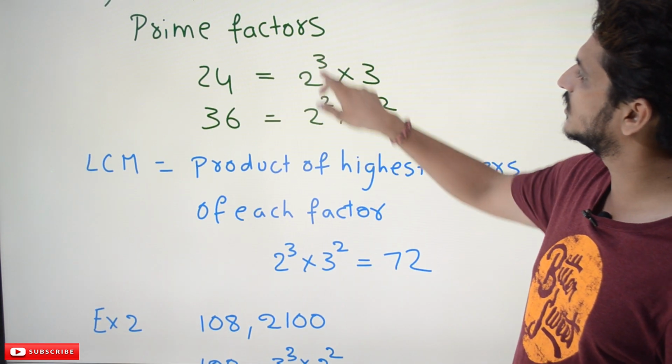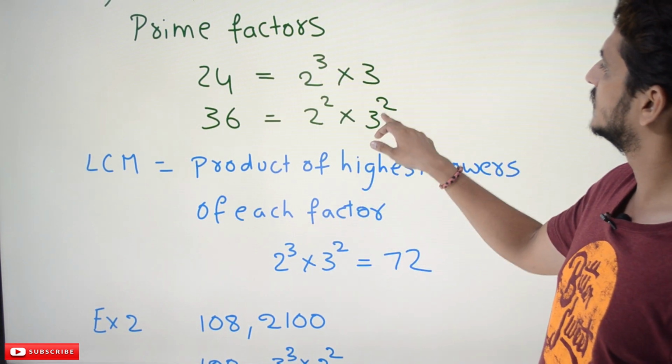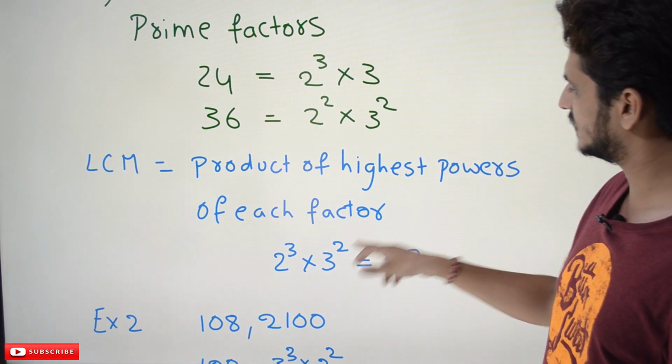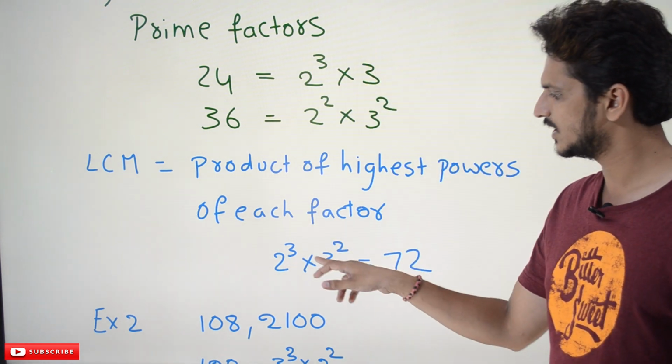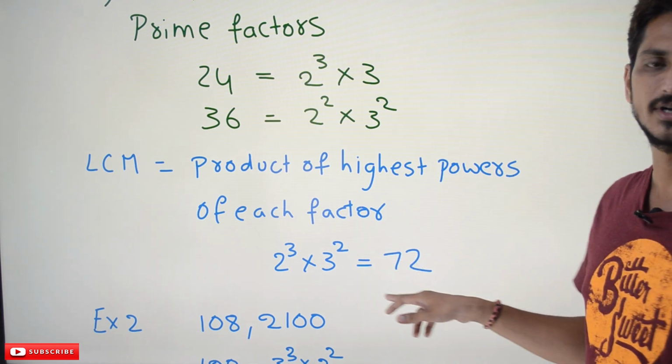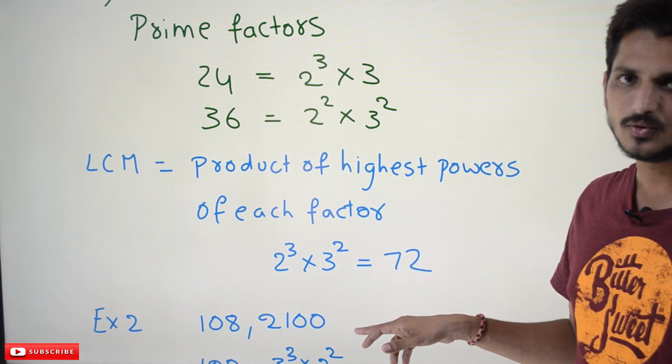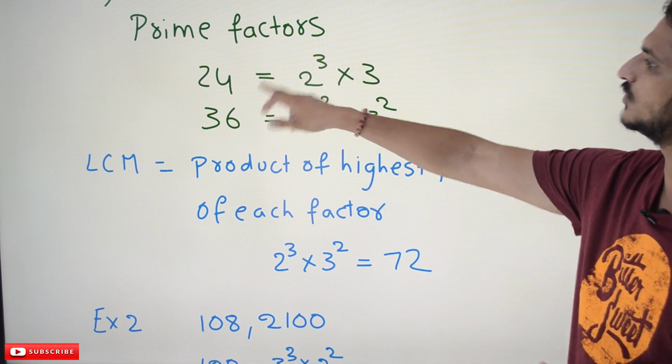So 2 square and 2 cube, what's the highest power? 2 cube. 3 and 3 square, which one is the highest power? 3 square is the highest power. So 2 cube multiplied by 3 square is equal to 72. So 72 is the LCM of the numbers 24 and 36.